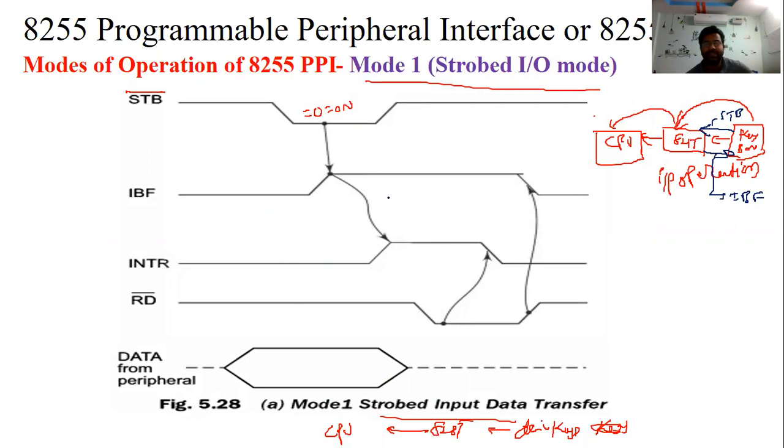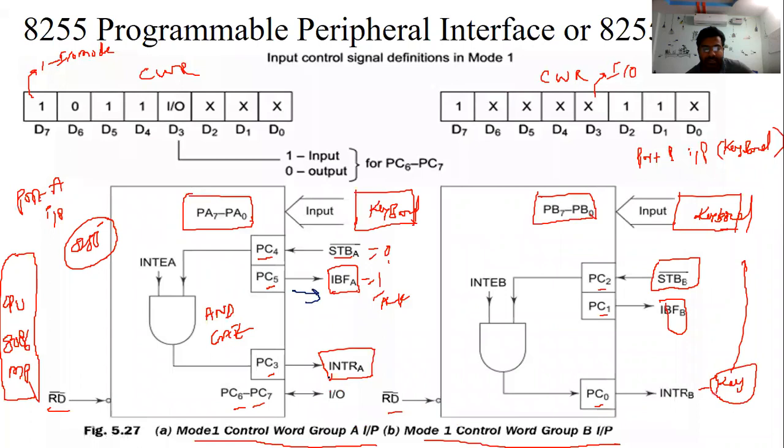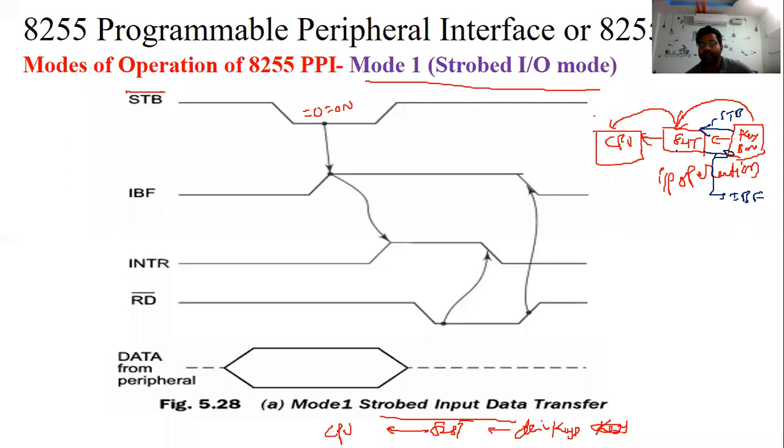Once it is generated, there is some time, and now the microprocessor understands that there is some data. Who can generate this interrupt signal? The 8255 PPI generates the interrupt signal, the INTR signal. Why can it generate that signal? First of all, the interrupt request is generated by the 8255 PPI.